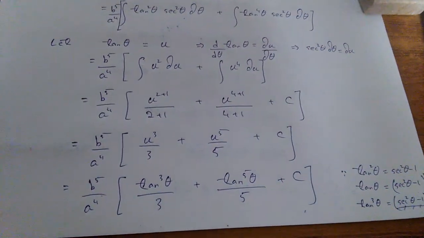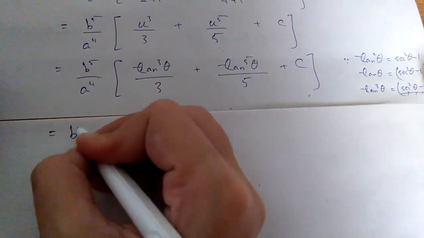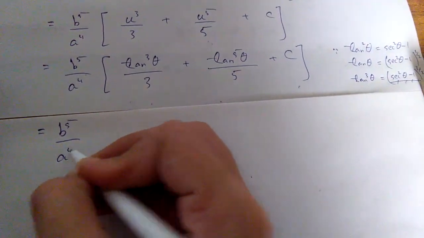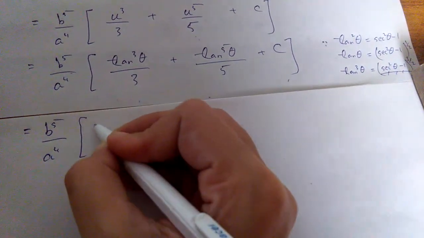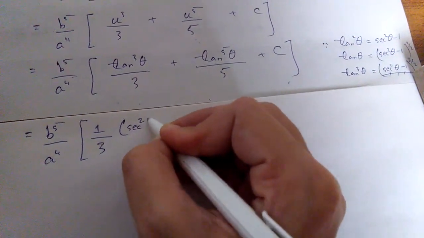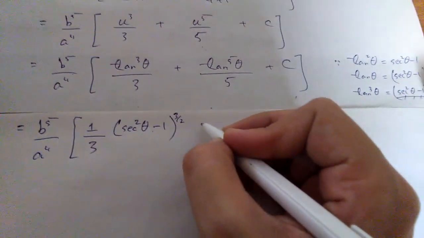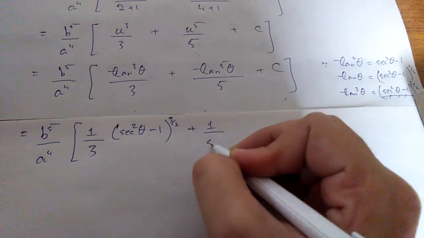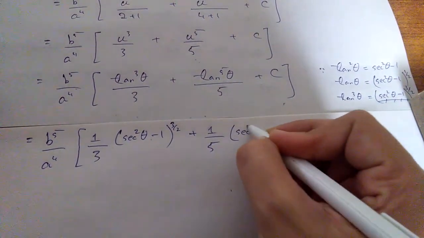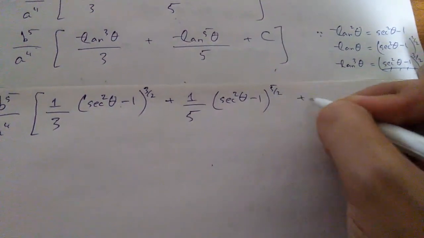So let's turn the page once again. Now b power 5 upon a power 4 gives me 1 upon 3 (secant square theta minus 1) power 3 by 2 plus 1 upon 5 (secant square theta minus 1) power 5 by 2.